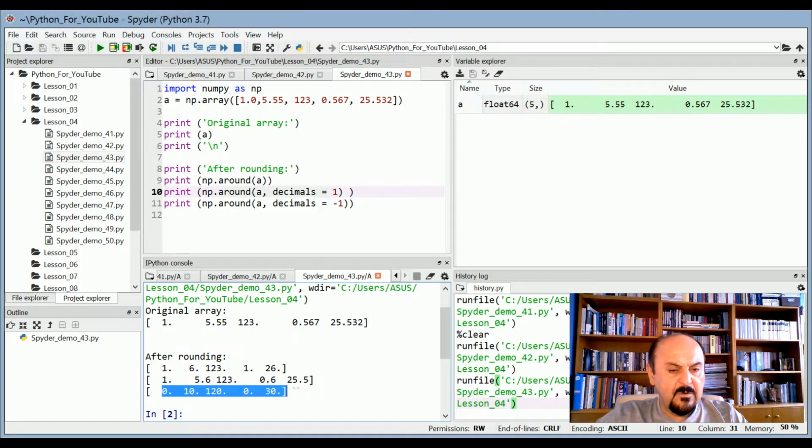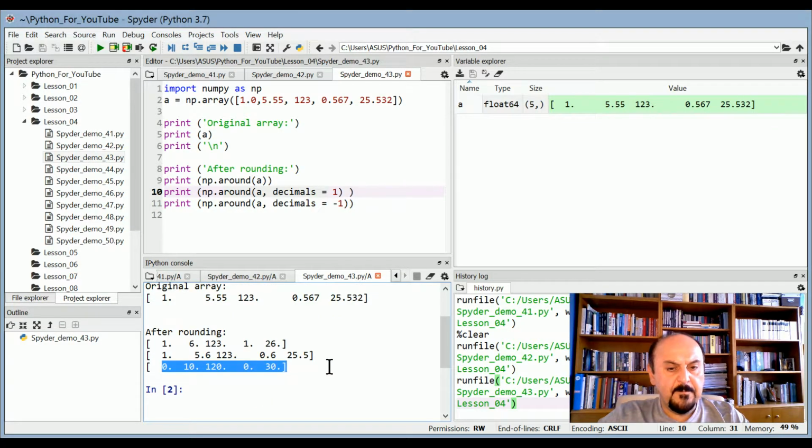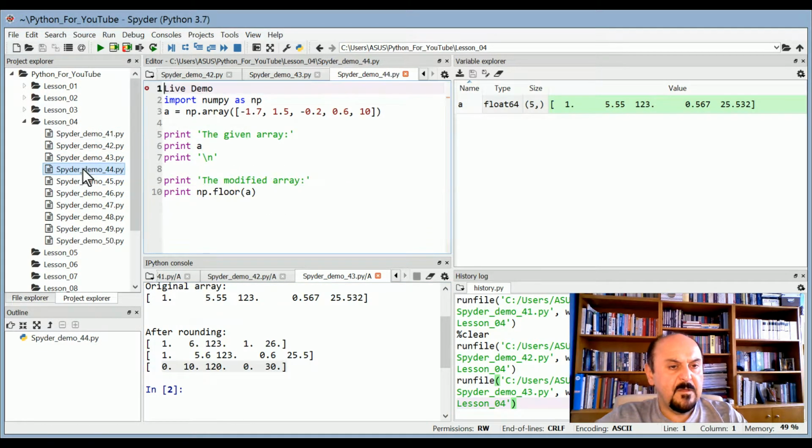Okay, let's look at this one. 0, okay, -1 applied, 10, okay, 120, okay, 0 and 30. Decimal part decreased as -1. Okay, this is another example. I prefer to present to you one that includes different numbers, minus numbers, negative numbers and positive numbers.